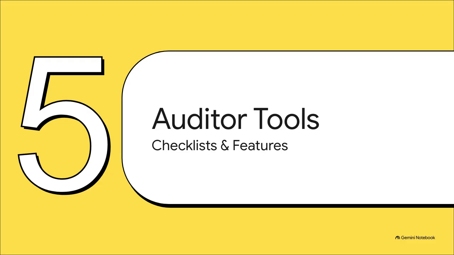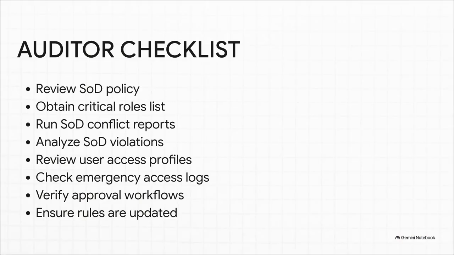Section 5. Auditor checklists and tools. Consider this your ultimate detection toolkit. Here is a sample checklist for auditors. You need to review SoD policy and role design, obtain a list of critical roles and users, run SoD conflict reports in the ERP, and analyze and validate SoD violations. You also must review user access and role profiles, check for emergency access and periodic reviews, verify approval workflows and logs, and ensure SoD rules are constantly updated for process changes.